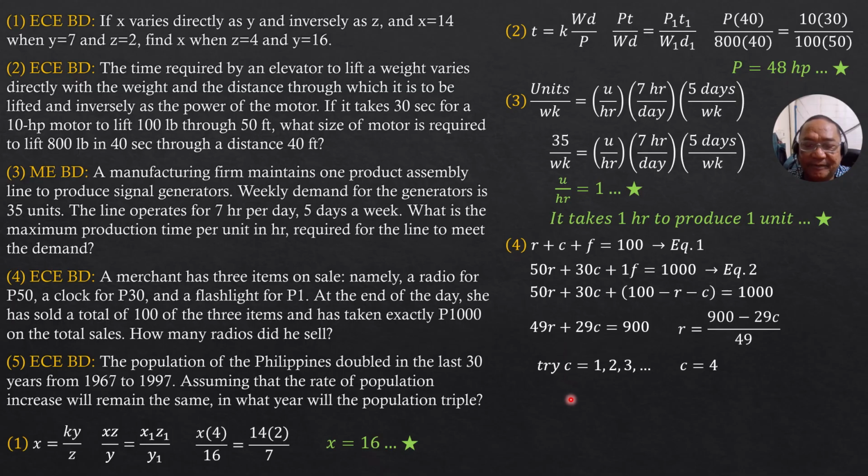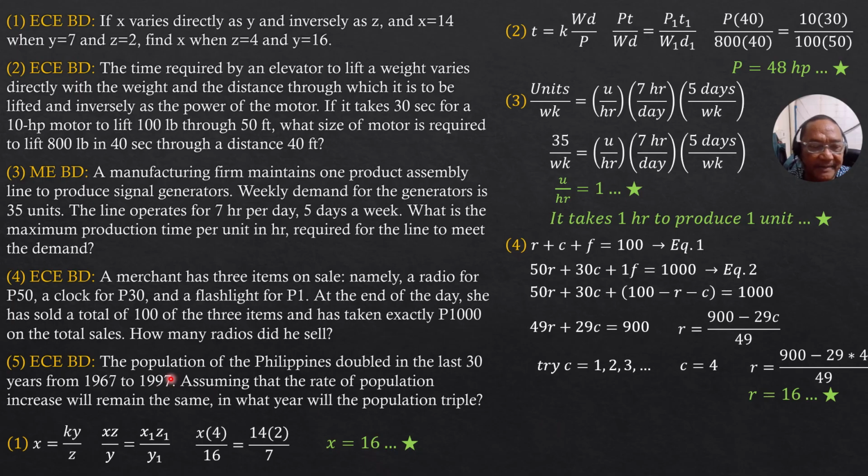So when C is 4, R is equal to 900 minus 29 times 4 over 49, and that is equal to 16. Therefore, R is 16. The number of radios sold that day is 16.